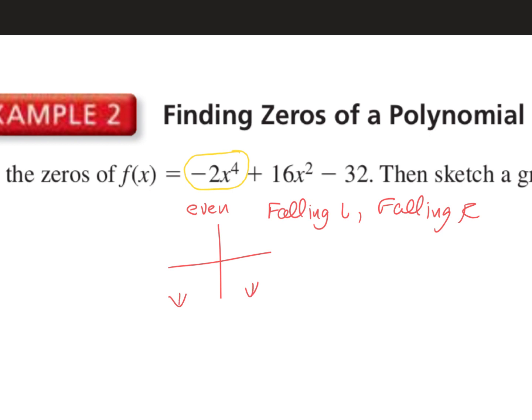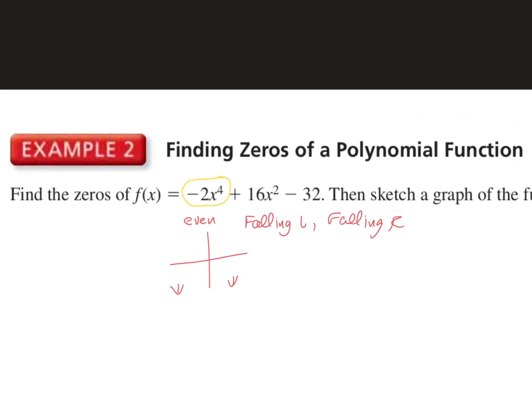Again, we figured that out because you identify the highest exponent. Is it even or odd? That tells you if they're going in the same direction or opposite. Since this is an even number, I know they're both going either up or down. And since the 2 is negative, I know they're both going down. Everybody with me? Okay, so now let's talk about solving this.